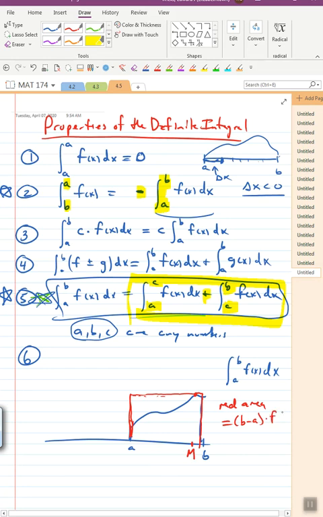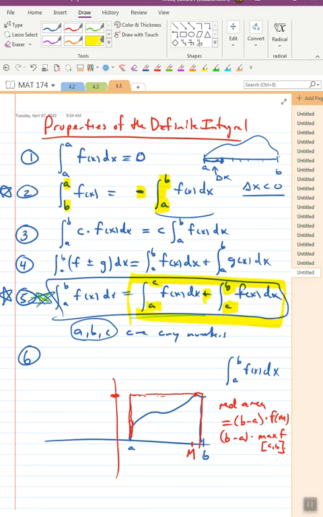F of A? Not necessarily. It's whatever this maximum is, right? Oh, F of M. And I don't know where that is. I just know it's going to happen somewhere because this is a continuous function on a closed interval. So if you wanted to, let's just call this B minus A times the maximum of F on the interval A to B. Let's just say that.